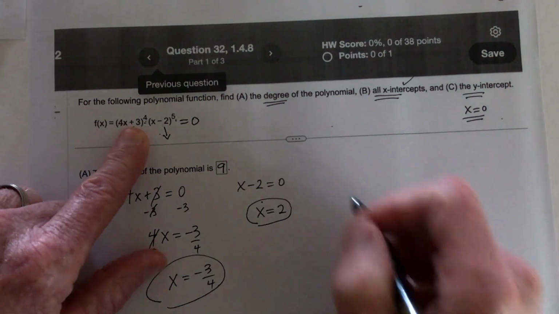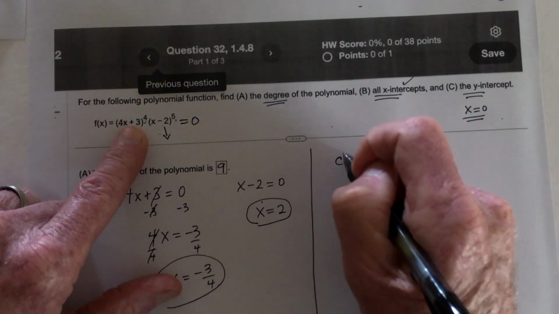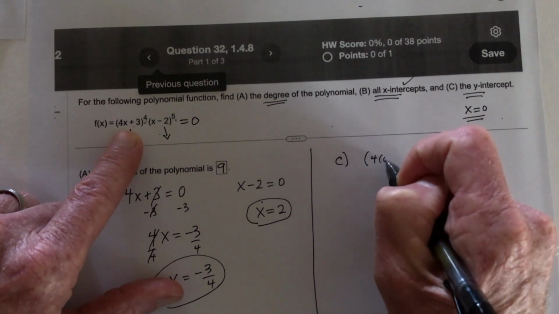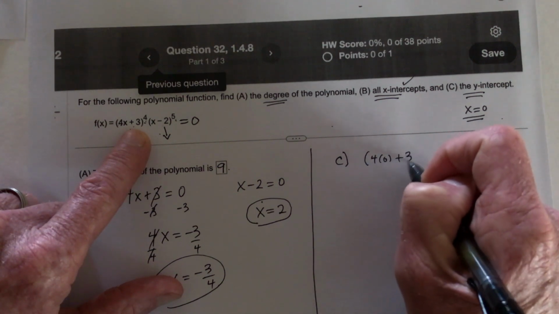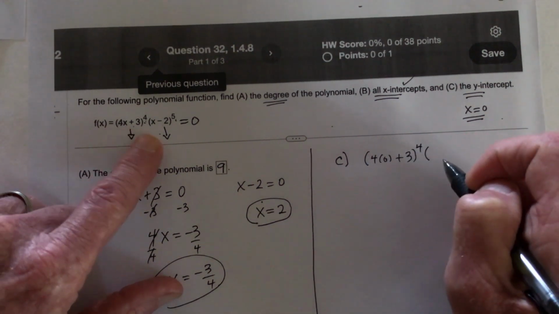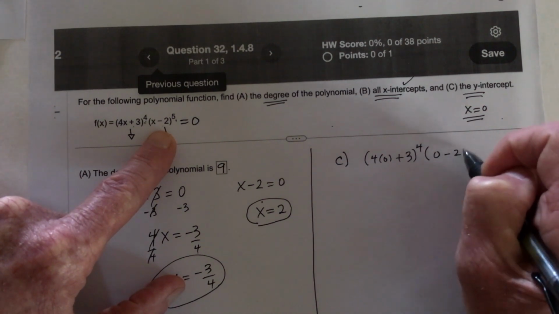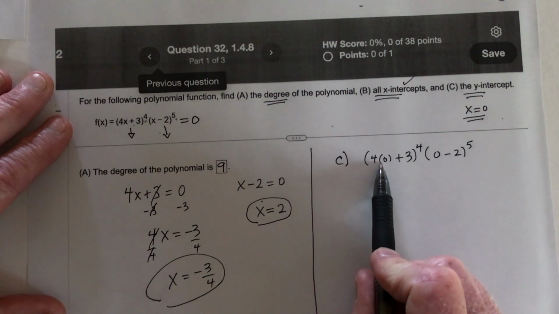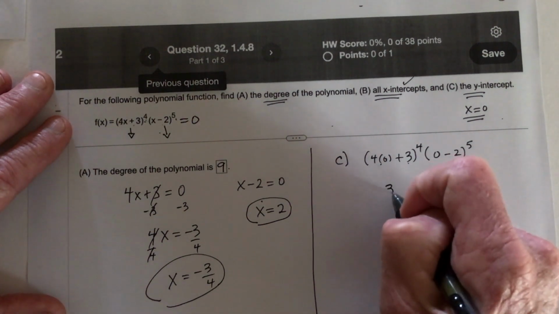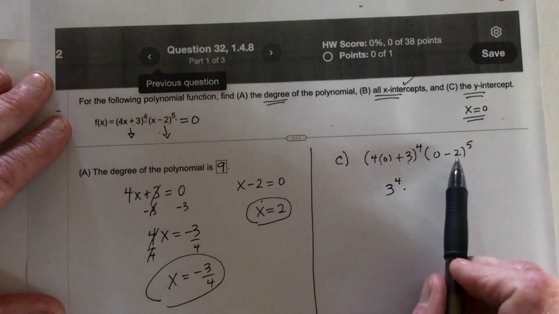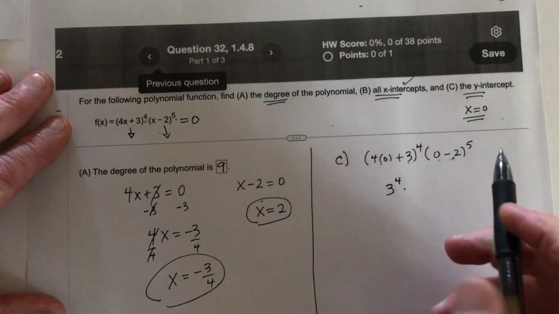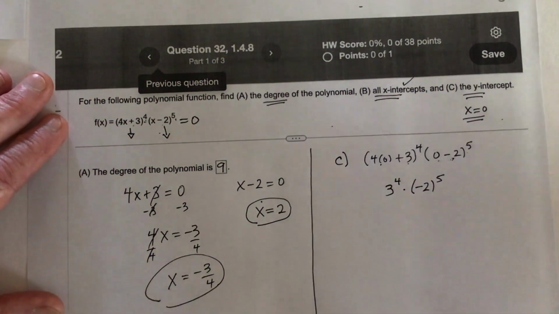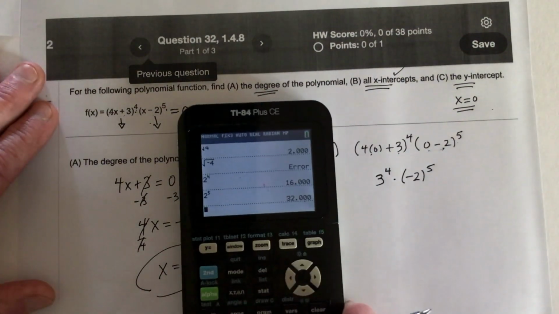So if you go back to this function, and we're doing part C, and you plug in 0, that's going to be 4 times 0 plus 3 to the 4th, and then 0 minus 2 to the 5th. Well, that right there is 0, so that means we really just have 3 to the 4th, and then this would just be negative 2 raised to the 5th. And I do need to put parentheses around negative 2 raised to the 5th. And perhaps you can do that just in your head, but I can't.